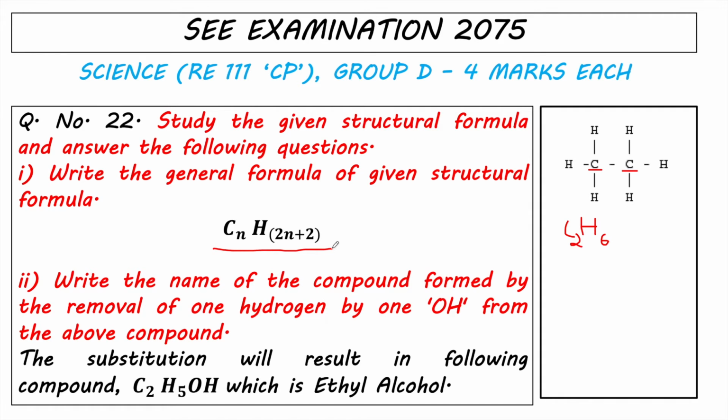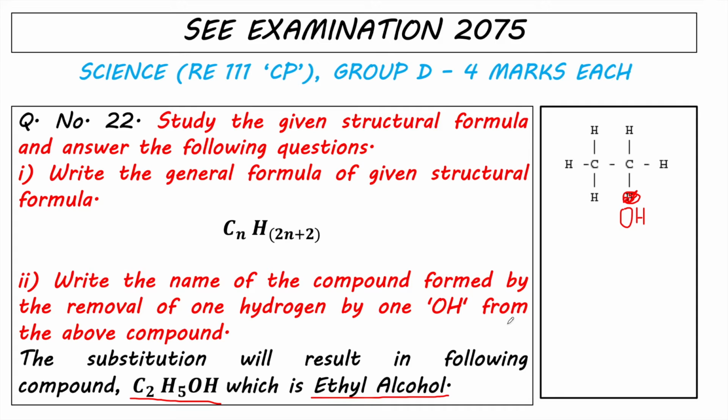The second part of question number 22 is write the name of the compound formed by the removal of one hydrogen by one OH from the above compound. So here are 6 hydrogen atoms. What's going to happen is we're going to replace one of the hydrogen atoms, let's say this, with an OH. Okay, like this. So the substitution will result in the following compound. That's going to be C2H5OH, which is ethyl alcohol.